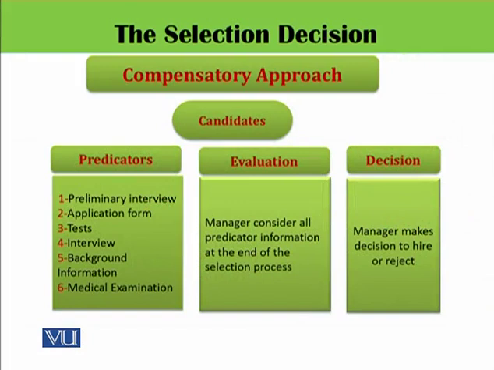There is a candidate. You are going through the whole selection process. There are three main areas: predictors, evaluation, and then a decision. In the predictors, there are a number of predictors to make a final selection decision. Number one is a preliminary interview. When you get applications from people, when you ask people to apply for any job, you go for the preliminary interviewing.